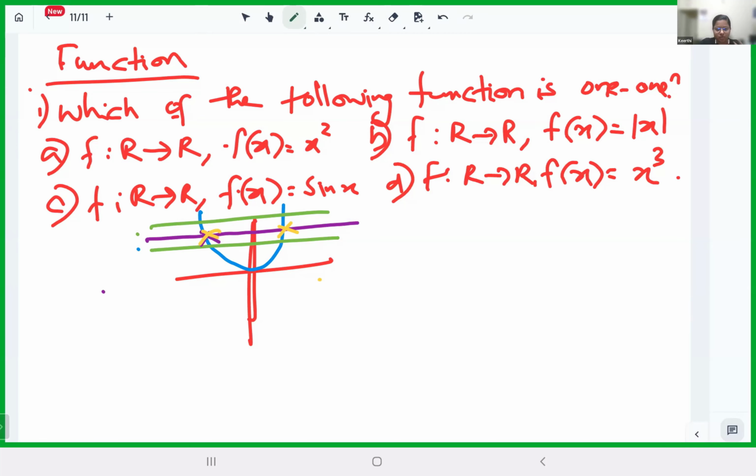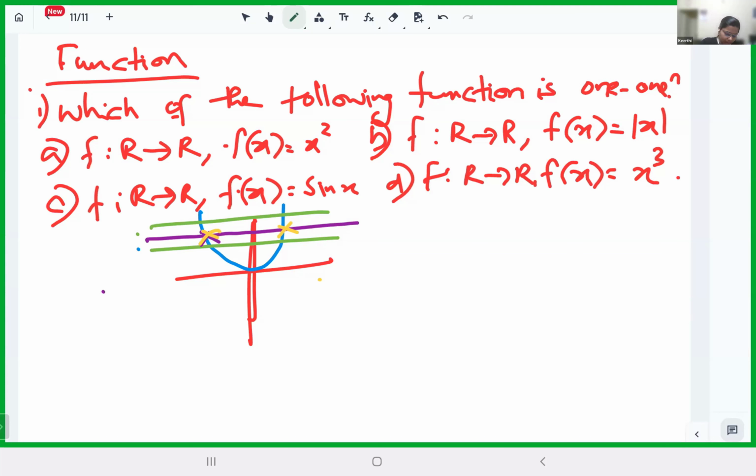We know that for a function to be 1-1, if more than one element has the same image, then it is not 1-1. It is a many-one function. One element should have a unique image, right? So here it is not satisfied. So we can say that it is not 1-1.